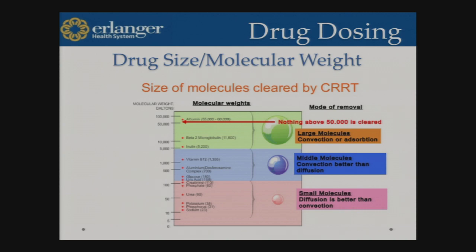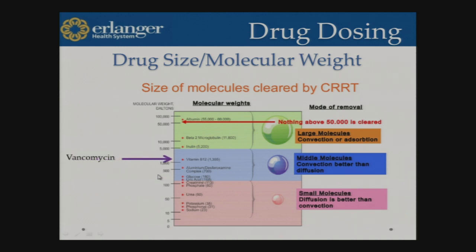Drug size and molecular weight will also affect whether they need to be dose adjusted or how much they'll need to be dose adjusted. Smaller molecules are cleared by diffusion better, so CVVHD, whereas convective clearance is pulling those solutes across that filter membrane, and so it's going to clear larger molecules because it's got that hydrostatic pull. So CVVHDF, which is what we run here, combines both of these. So both small molecules and middle-sized molecules are going to be removed.